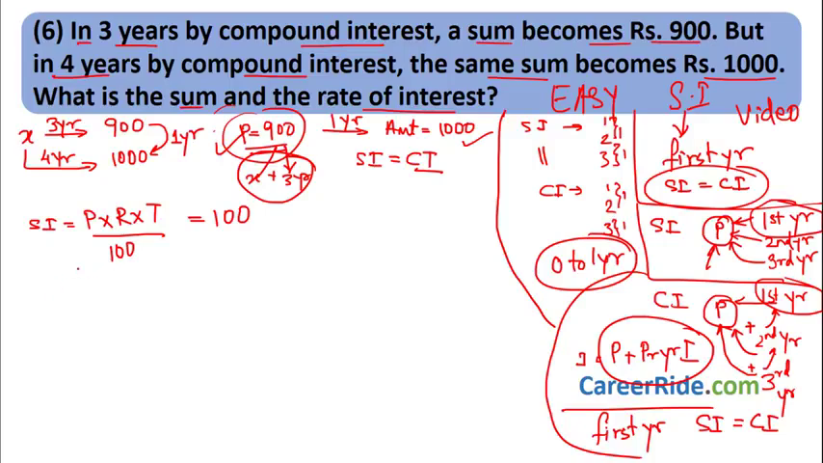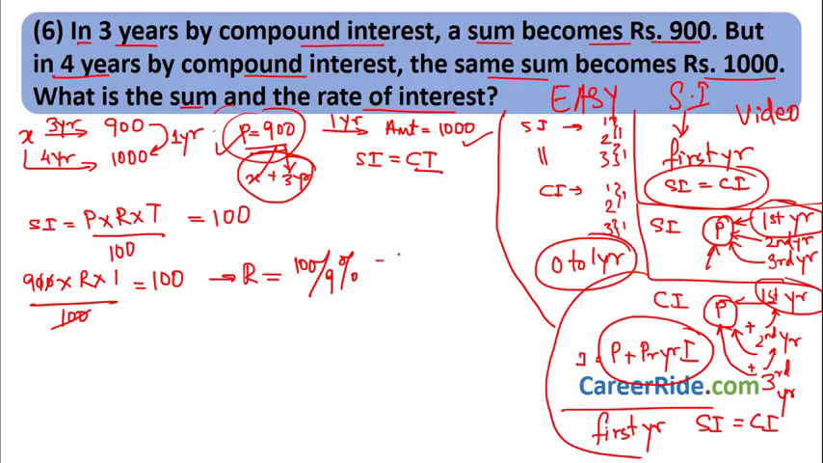Principal amount, do we know the principal amount over here? Yes, it is 900. So what do we get? We get 900 into rate of interest, which we do not know, time period is 1 year, divided by 100. We will get 100, right? This gets cancelled over here, and the rate of interest which we get is 100 upon 9%. That can also be written as 11.11%.